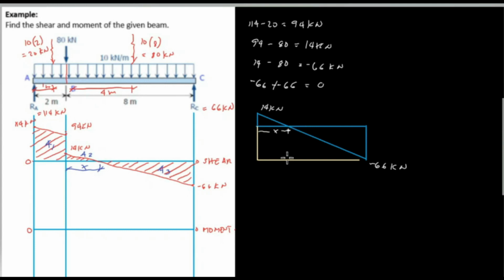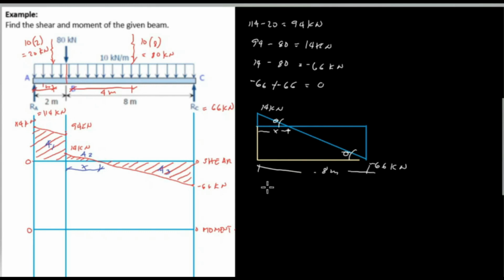Okay, so we will use the ratio and proportion of the small triangle, this one, to the big triangle because they have the same angle. The length here is equal to 8 meters. This one is 8 meters.